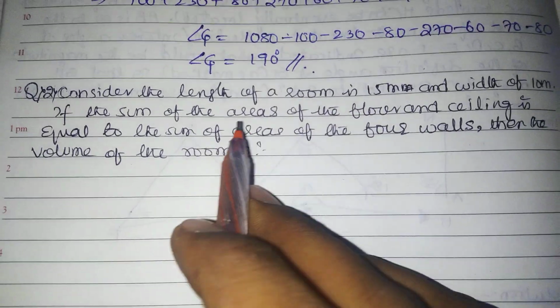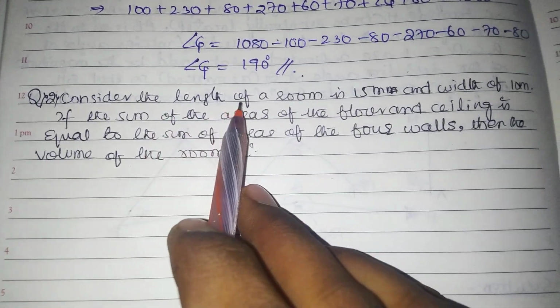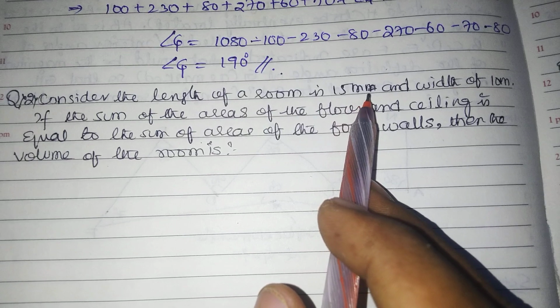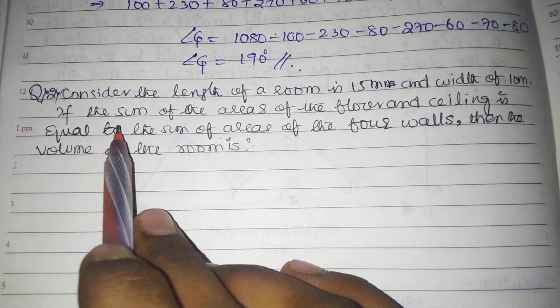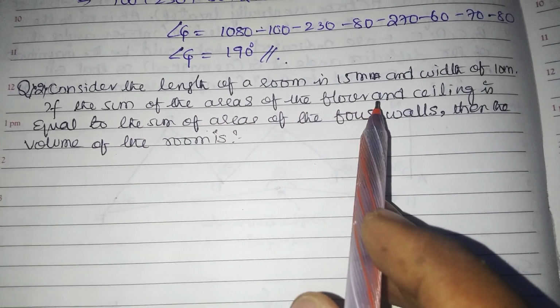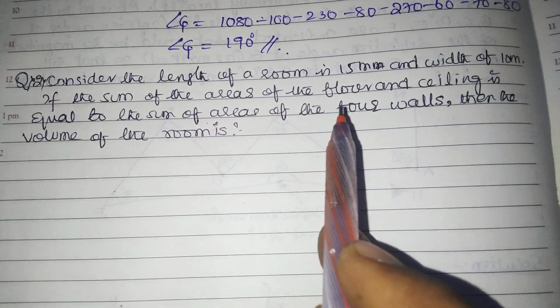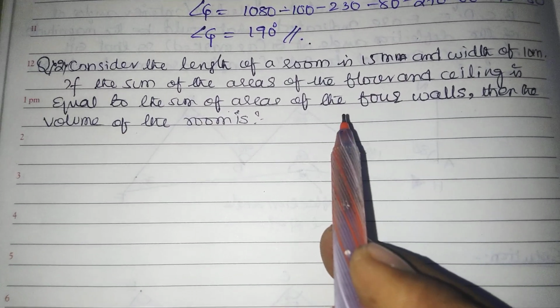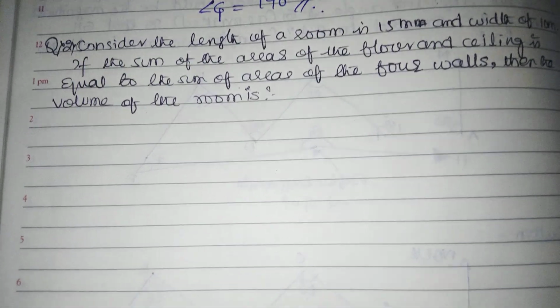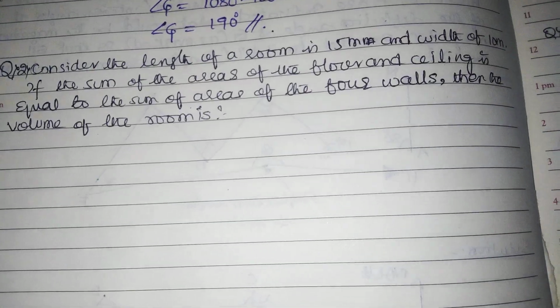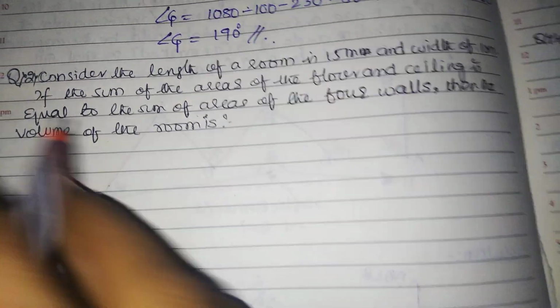So we come to the second question. The question was: consider the length of the room is 15 meters and width 10 meters. If the sum of the areas of the floor and ceiling is equal to the sum of the areas of the floor and four walls, then what is the volume of the room? So it is a very easy question. We have to equate the values, and simply we get the answer.